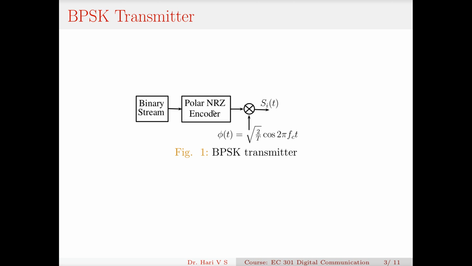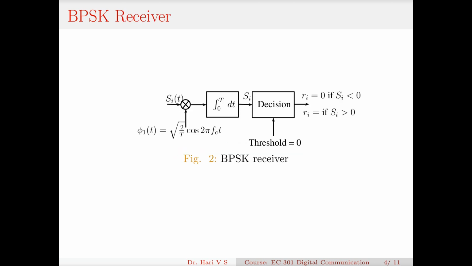sequence. It will be a sequence of -1 and 1 that is multiplied by phi(t), the basis function, which is nothing but root of 2 by T cos 2 pi fc t. So this is the transmitted signal s_i(t). It will be s1(t) and s2(t) corresponding to bit -1 and bit +1, or logic 0 and logic 1. Now this transmitted signal goes through an additive white Gaussian noise channel and it is received here.